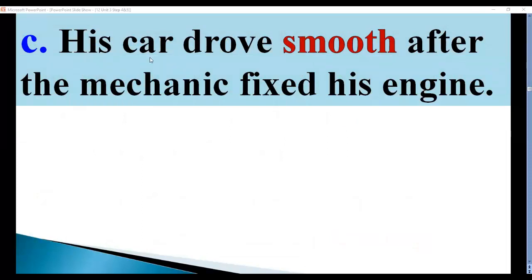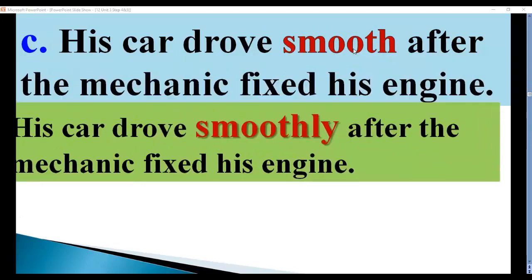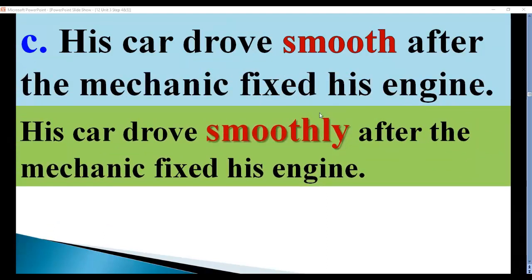Now let's go to this sentence. His car drove smooth. Take care. Smooth is an adjective. Drove is a verb. And the adverb modifies a verb. And smooth is not an adverb. So we should change smooth into the adverb, which is smoothly, by adding ly. Add ly. That's to say, we change it from the adjective into the adverb.